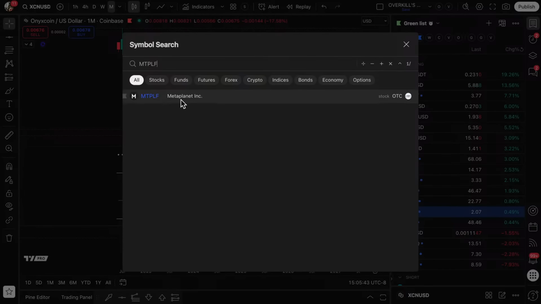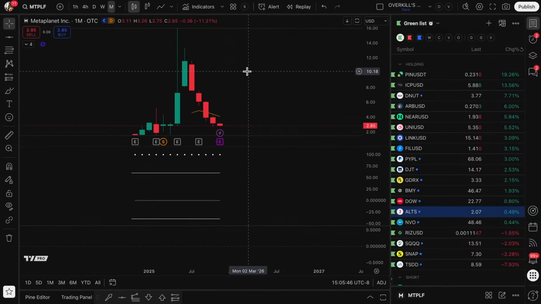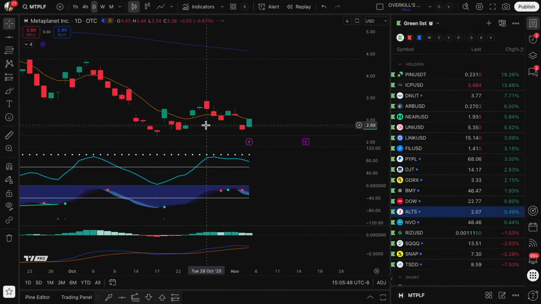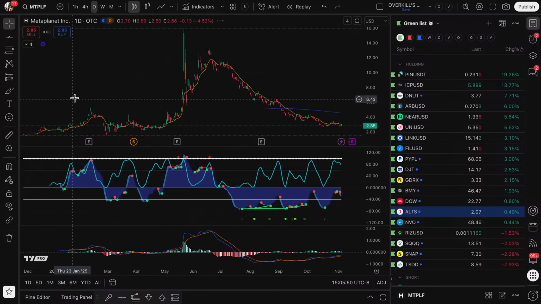MTPLF, Metaplanet. Oof. What is this one? Metaplanet. Sounds cool.